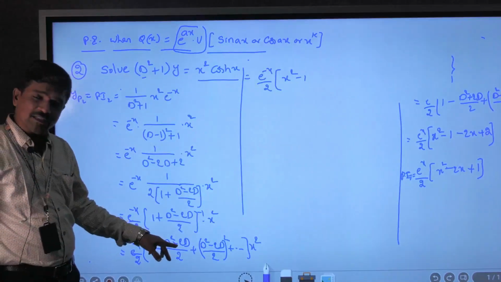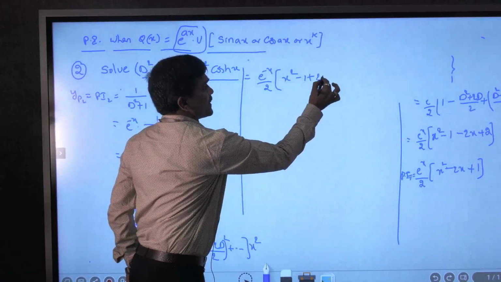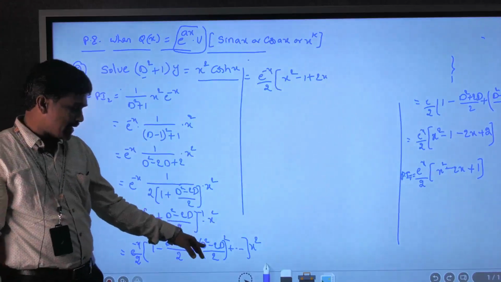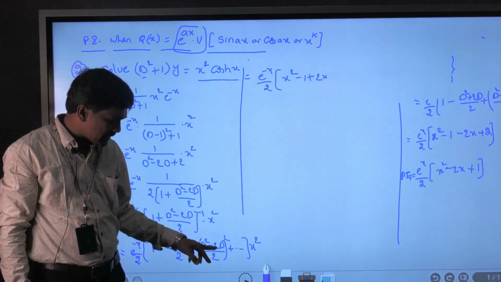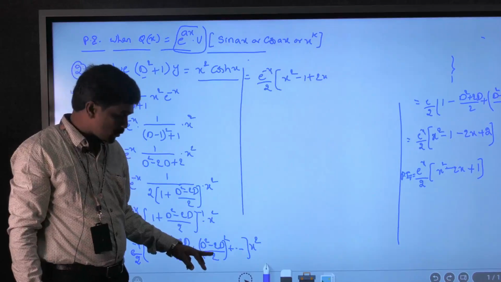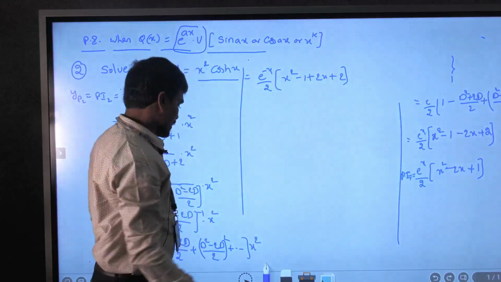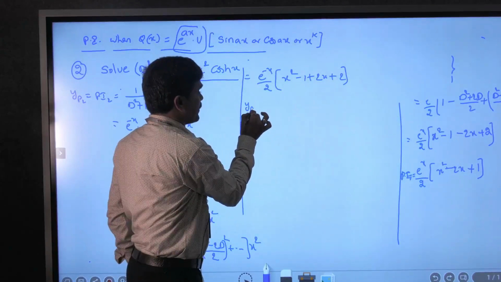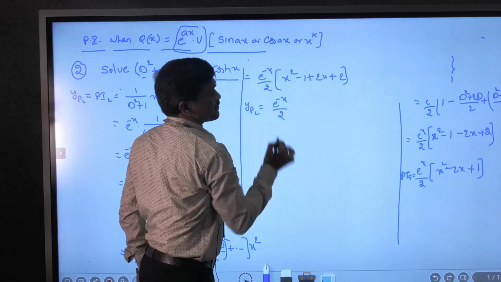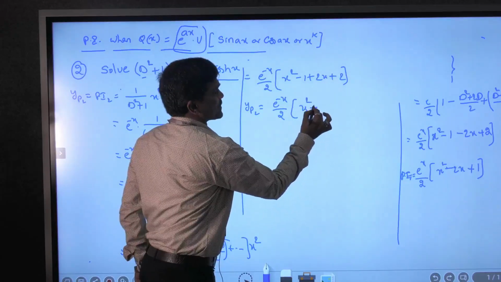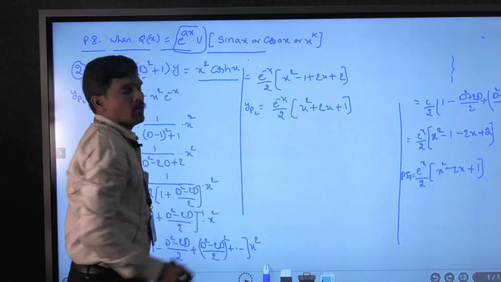So minus of minus, plus 2D by 2, we get D of x². D of x² is 2x, plus here we get D⁴, D³ and D² terms. We take only the D² terms. So what we get here? 4D² by 4. So the 4 cancels, D² of x². D² of x² is 2. So yp2 is equal to, now this is written as e^(-x) by 2 (x² plus 2x plus 1). This is yp2.